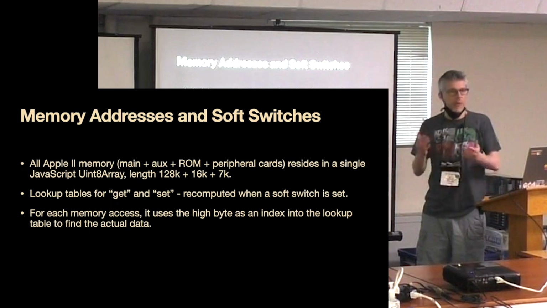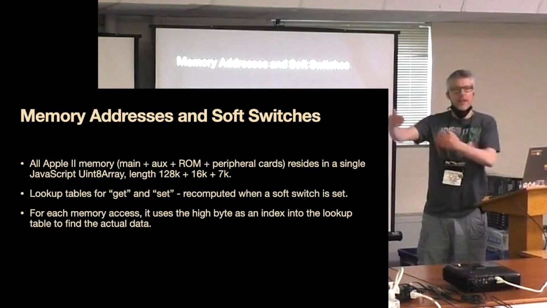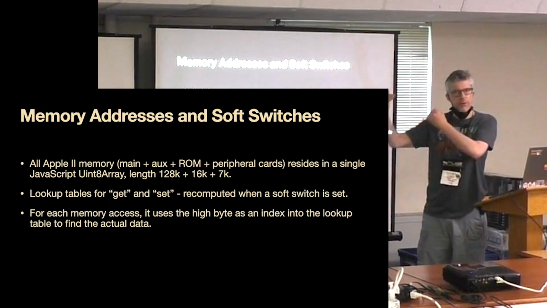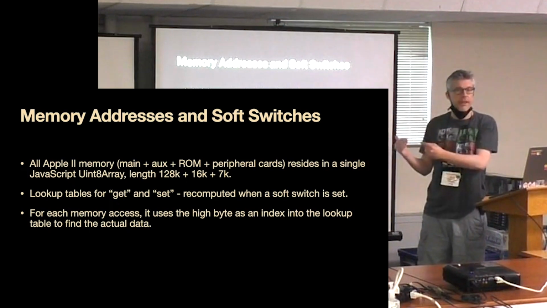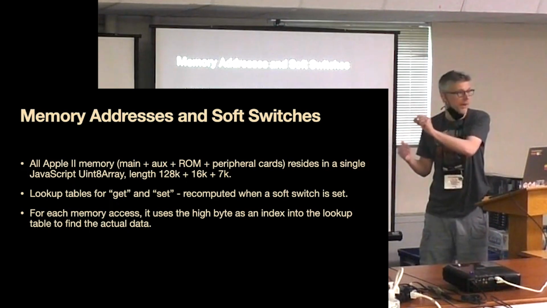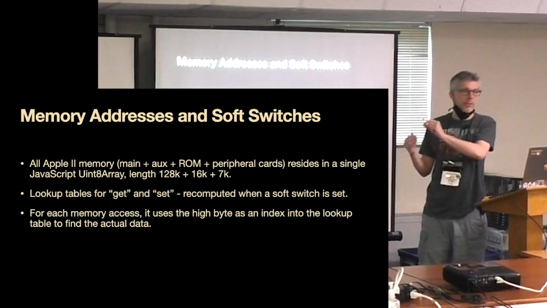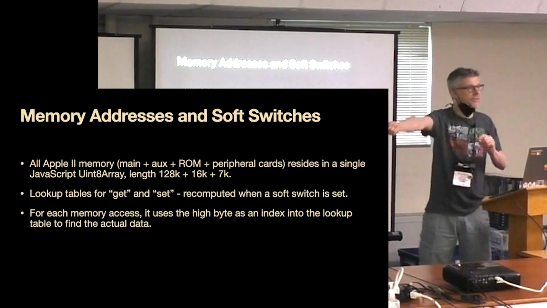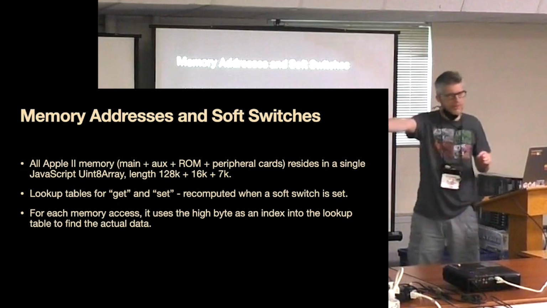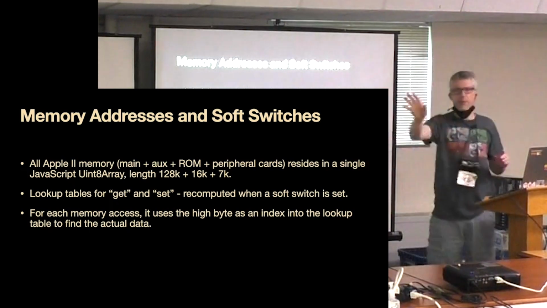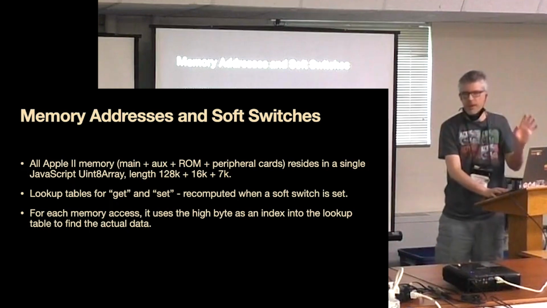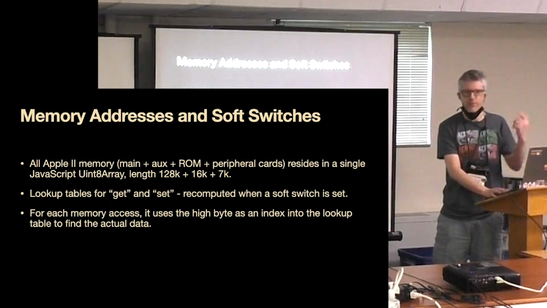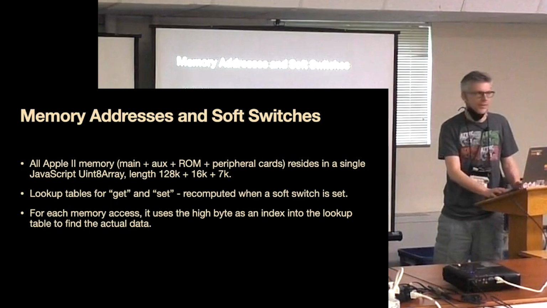So what I have is a giant block of memory and then a separate lookup table. Only when a soft switch is changed, I go and change the lookup table. And I say, okay, from now on, whenever you access a certain memory location, you're going to get that from here. Does that kind of make sense? I can go into more details after the talk. That sped up the emulator tremendously because it just wasn't doing all this checking every single time.